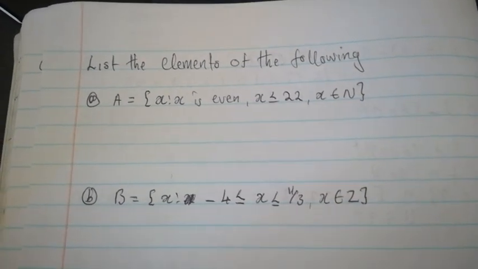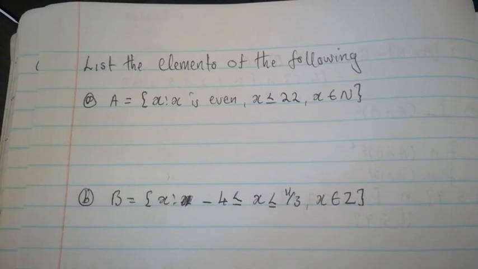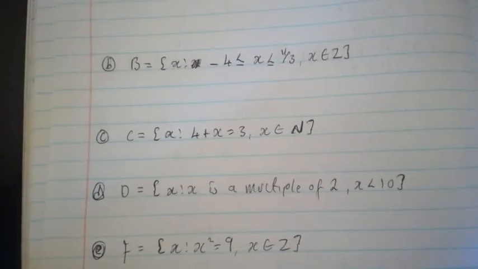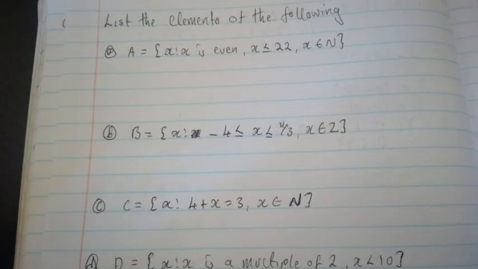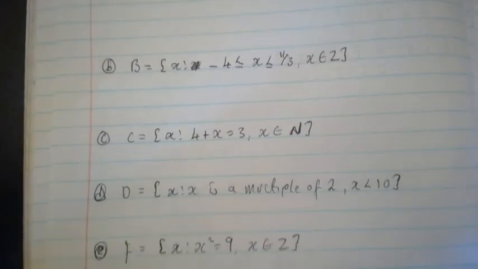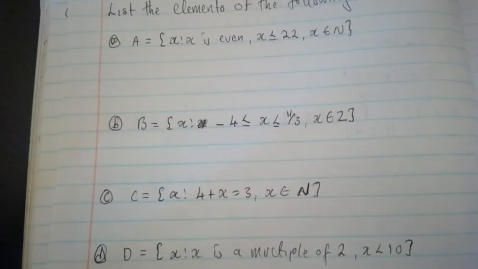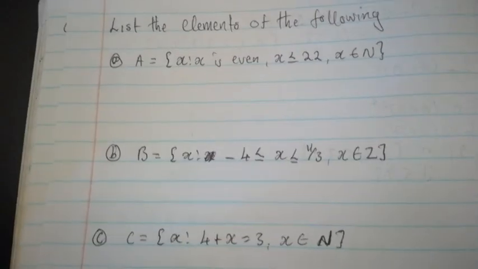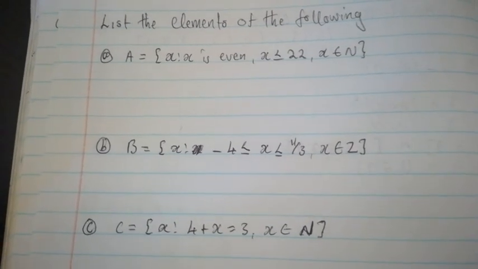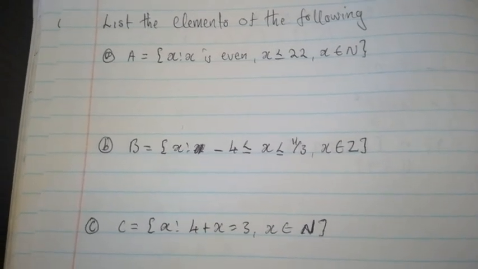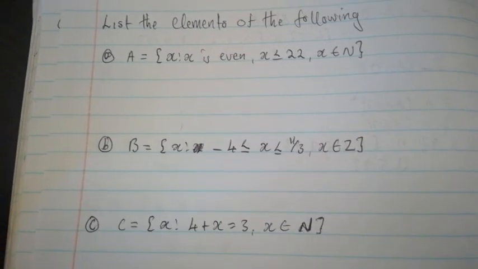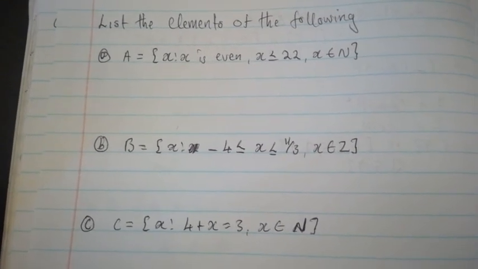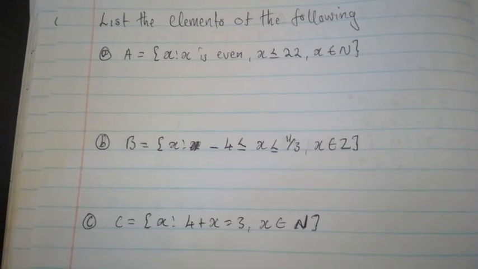So I've got a problem here which says list the elements of the following sets. We've been given a few sets and we need to list them. They've been given in set builder notation. So the only thing we need is to list the elements of the sets. A set builder notation is more like a statement that defines the elements of the set. So our job is to list those values.